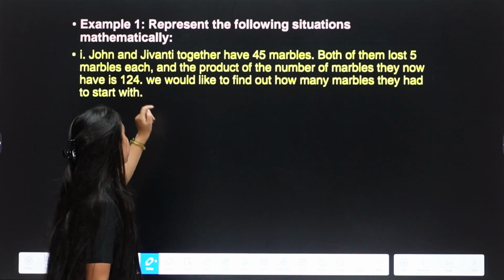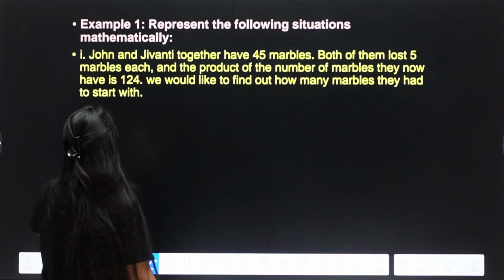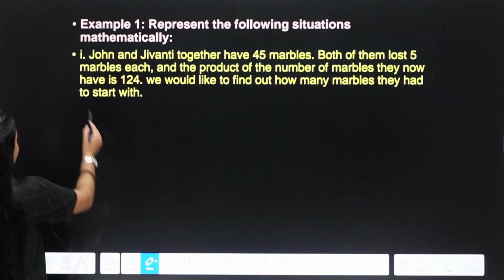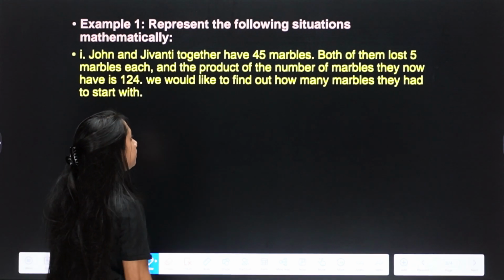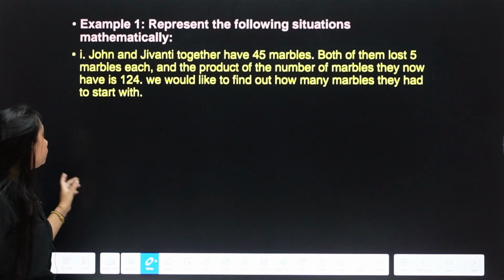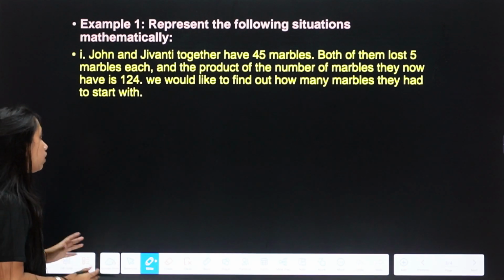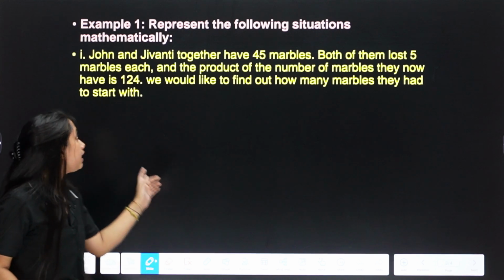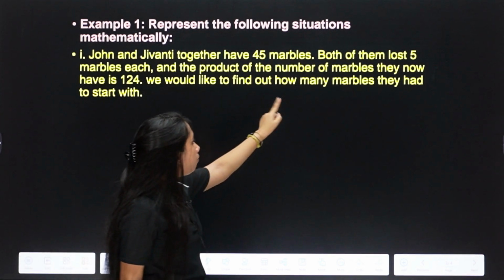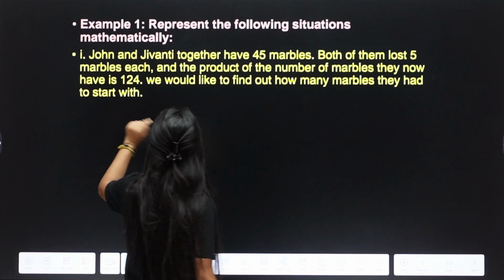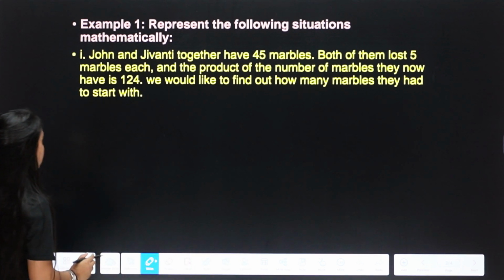The first example is to represent the following situations mathematically. Our first example is: John and Jivanti together have 45 marbles. Both of them lost 5 marbles each and the product of the number of marbles they now have is 124. We would like to find out how many marbles they had to start with.